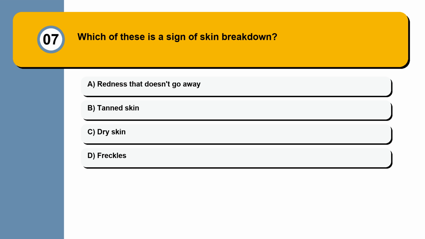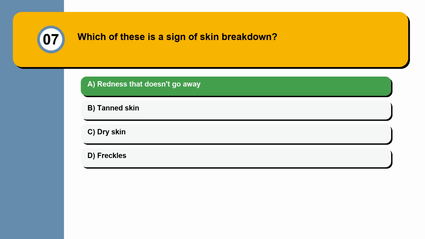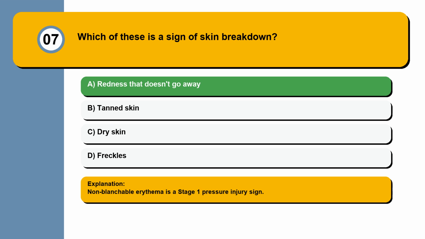Question 7. Which of these is a sign of skin breakdown? Redness that doesn't go away. Tan skin. Dry skin. Freckles. Non-blanchable erythema is a stage 1 pressure injury sign.